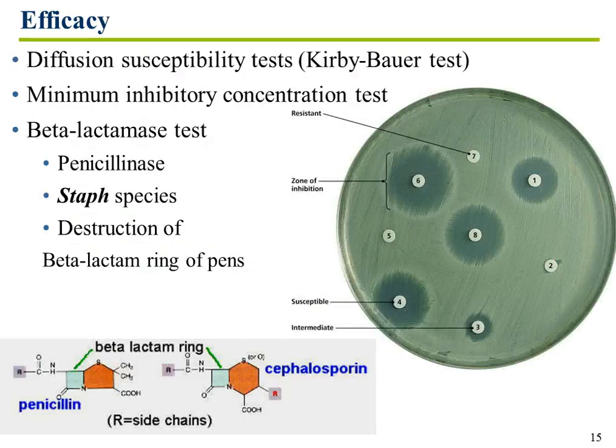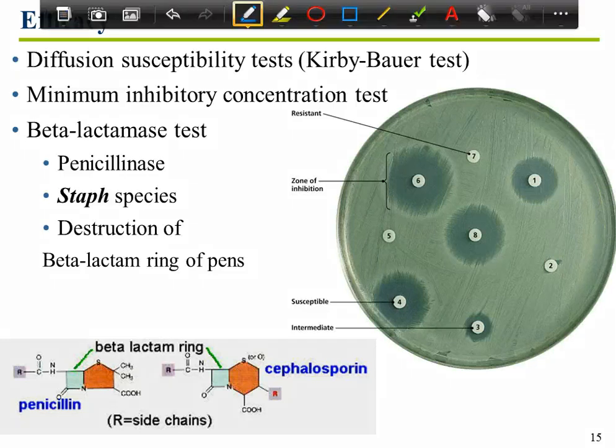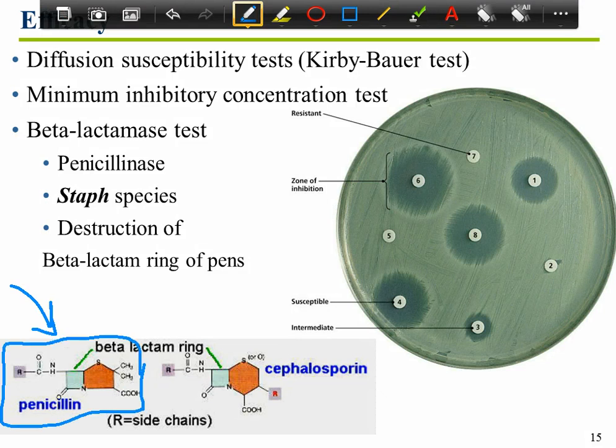Okay, another useful test is called the beta-lactamase test. Now, to understand this, you need to understand what a beta-lactam is. Look at the structure of penicillin. It's right here. There it is. Here's its cousin, cephalosporin, on the right. Notice that there is a green part of a molecule right there. It's called the beta-lactam ring.